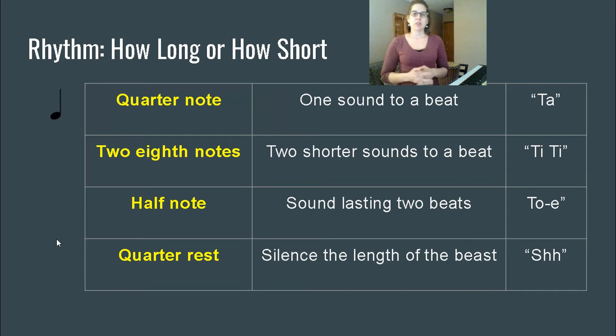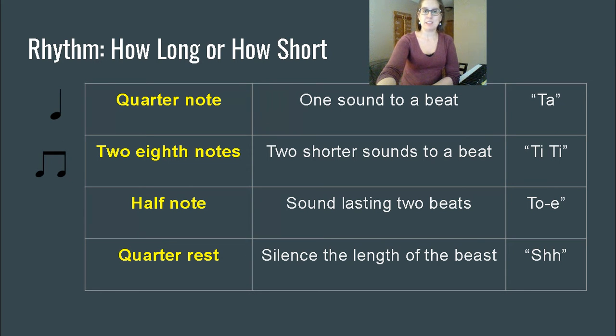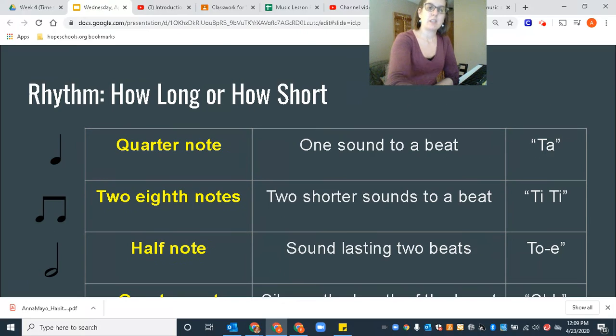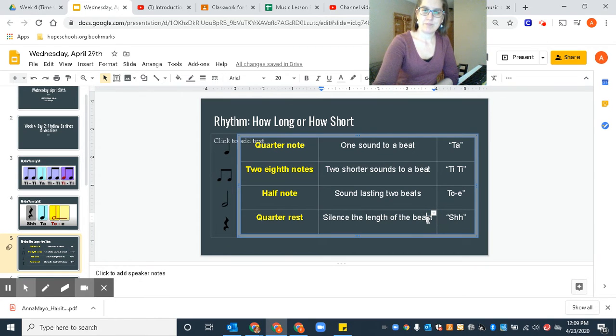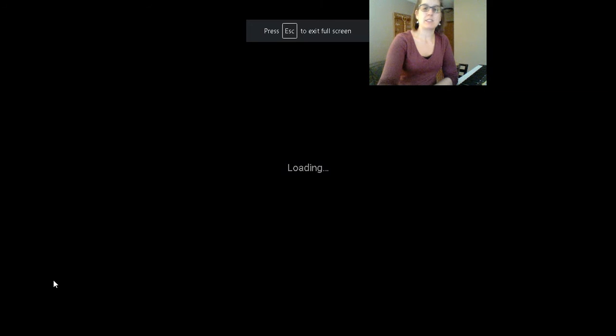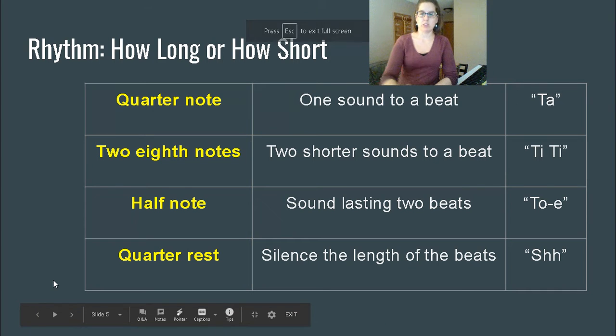Just a reminder to you that the quarter note is one sound to a beat. We speak it ta. 2 eighth notes are 2 shorter sounds to a beat. We speak that TT. Our half note, we say toe-wee, and it's a sound lasting 2 beats. And it looks like I have made that same spelling error in this one that I did last time. And our quarter rest is a whole beat of silence, just like we saw. So let's look at those one more time.